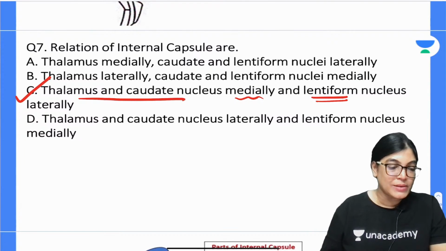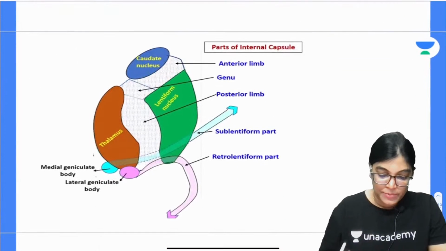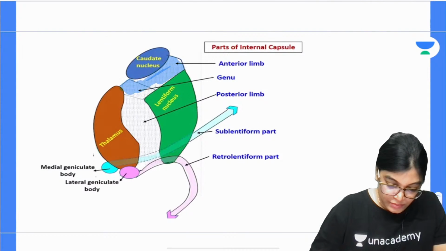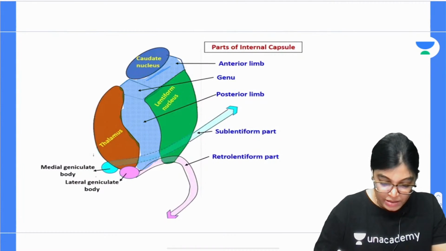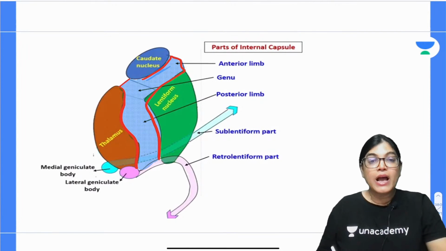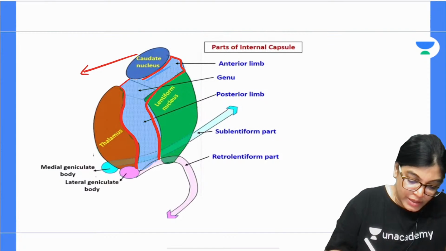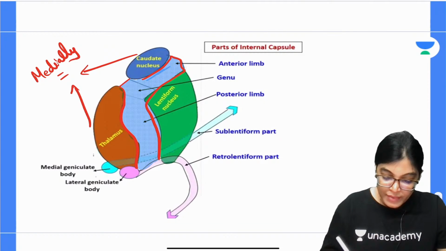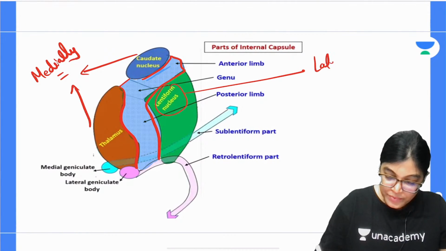I would like to show you a schematic diagram where you can have a look at this diagram and understand this. So what you can see, this whole area which you are seeing here, this is the internal capsule. And you can appreciate the relations of internal capsule. This whole is the internal capsule, which is an example of projection fibers connecting the cortical and the subcortical region. Here you can see caudate nucleus and thalamus. These two structures are lying in medial relation of the internal capsule, and this lentiform nucleus is lying laterally.